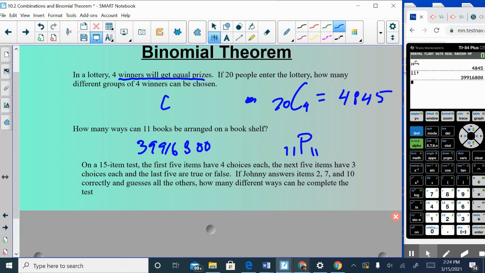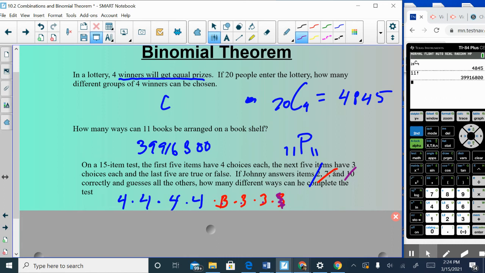If you think of the first question on the test, there are 4 different ways that Johnny can answer it. The second question, we know that he's getting right, so we're not going to care about the second question. In the third question, there are 4 different ways. In the fourth question, 4 ways. In the fifth question, 4 ways. Question number 6, there are 3 different options that Johnny could pick. Question number 7, he's got right. Questions 8 and 9 have 3 options, and 10 he gets right, so 10 doesn't matter here.